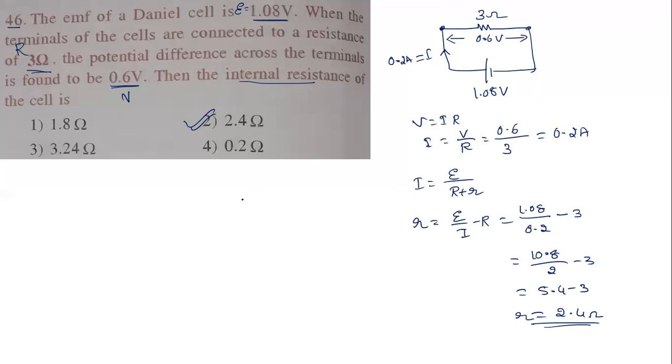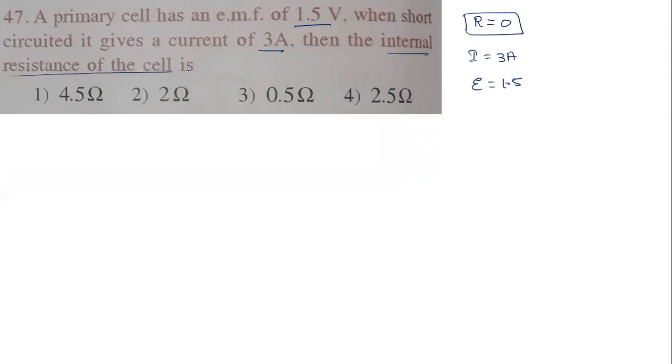So this is question number 46. Let's see question number 47. What is question number 47 asking? A primary cell has an EMF of 1.5. When short circuited, which means there is no external resistance, R equal to 0. Capital R is 0. It gives a current of 3 ampere. So I is 3 ampere. EMF is 1.5. Then the internal resistance of the cell will be how much?